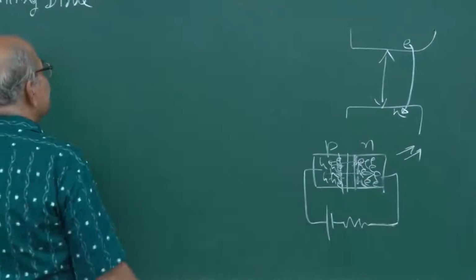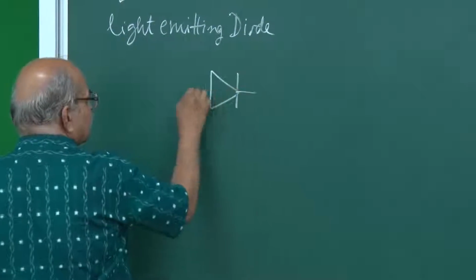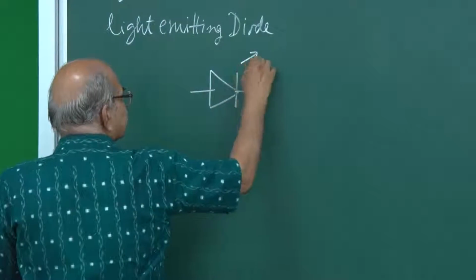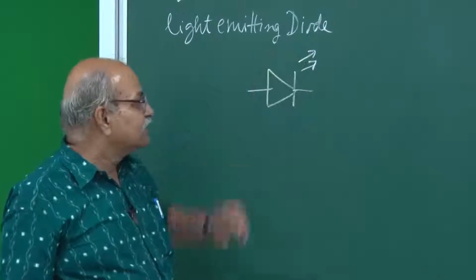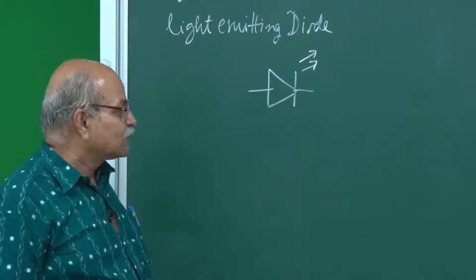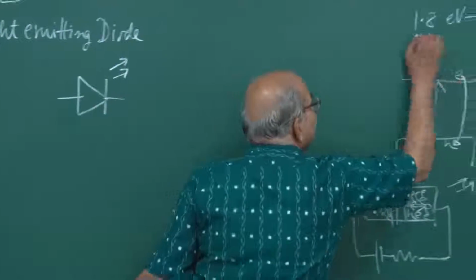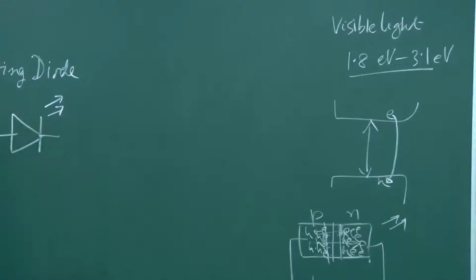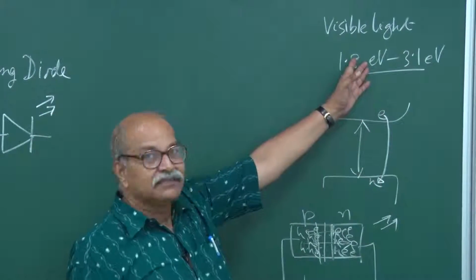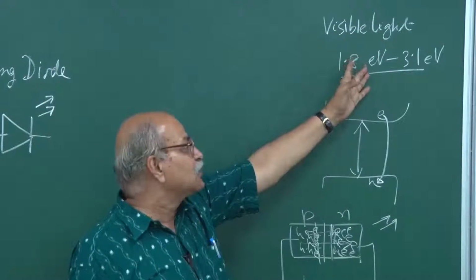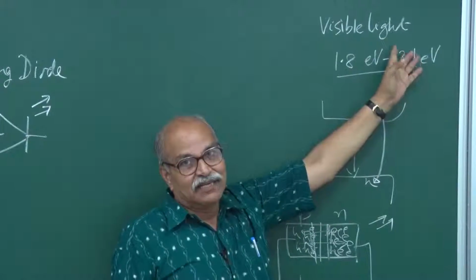So, the symbol of this LED is also, you have this normal symbol of a PN junction and then two arrows showing that light is emitting. So, that is the symbol of the light emitting diode. So, what are the requirements? The first is this band gap should be in the visible range. Okay. So, for red, this is the photon energy. So, band gap should be around this, and for blue the band gap should be around this.